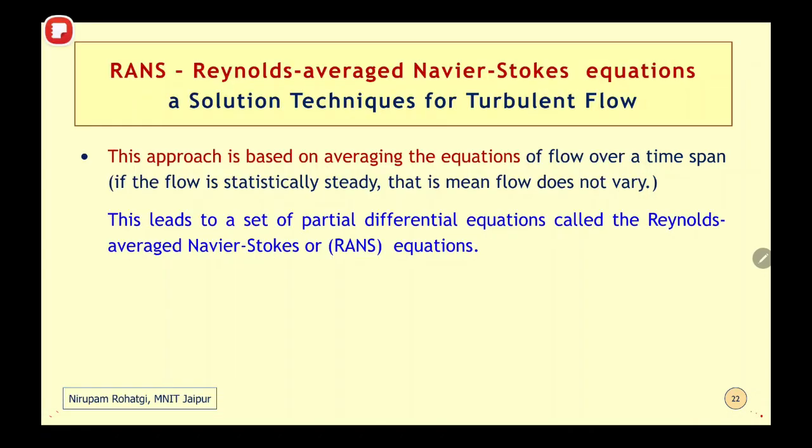Now this leads to a set of partial differential equations called Reynolds averaged Navier-Stokes equations. This is what the whole exercise will lead to, and they will be called RANS.